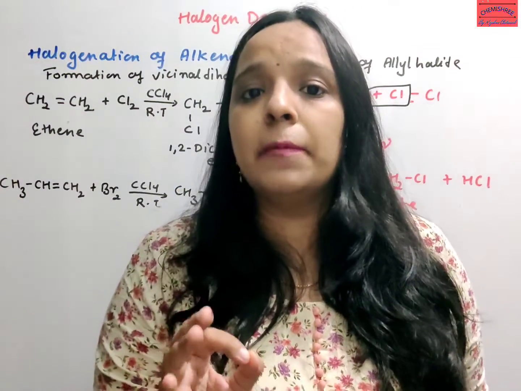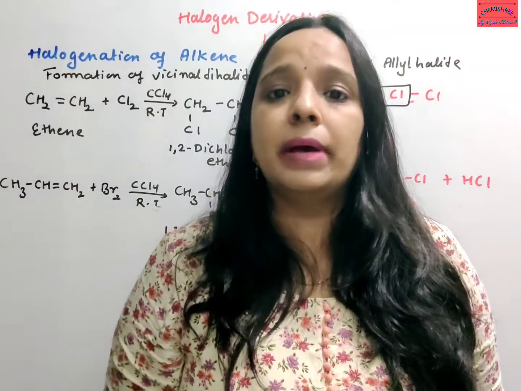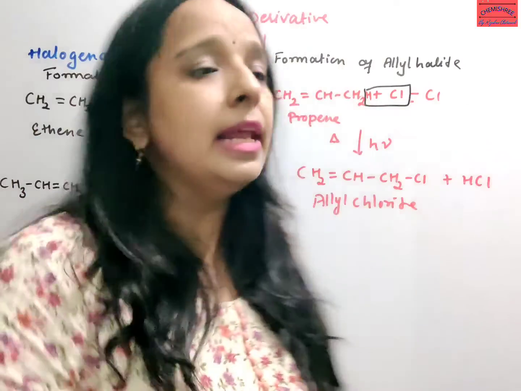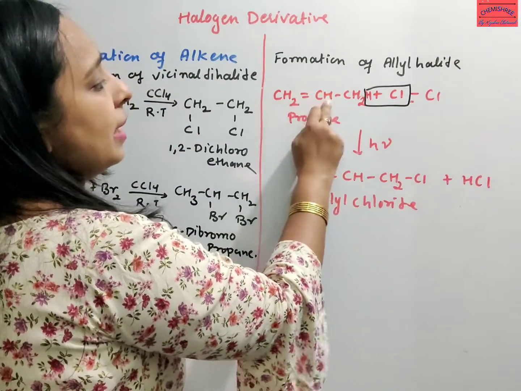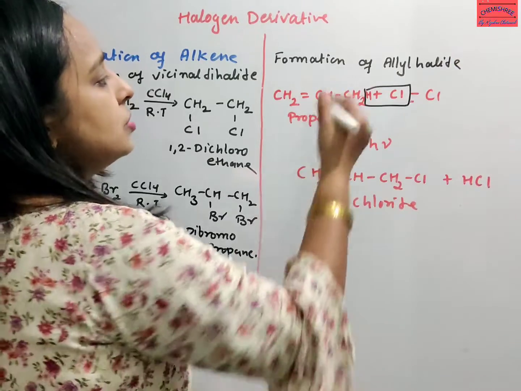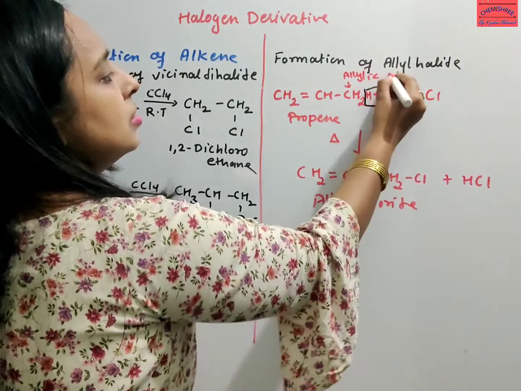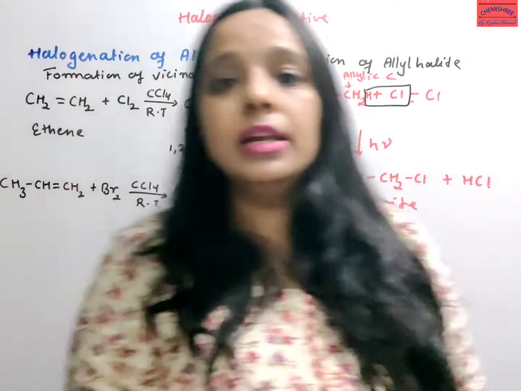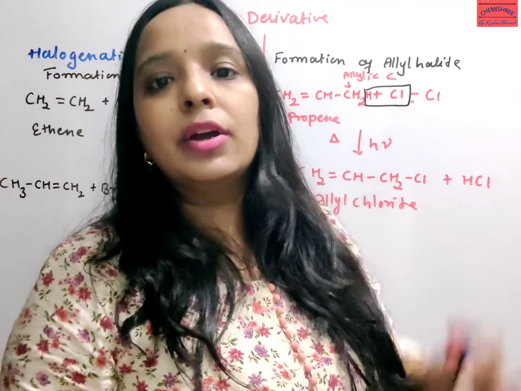What is allylic carbon atom? The carbon adjacent to double bonded carbon atom is known as allylic carbon atom. The carbon adjacent to double bonded carbon atom, this carbon is known as allylic carbon. So hydrogen is replaced from allylic carbon by a chlorine.